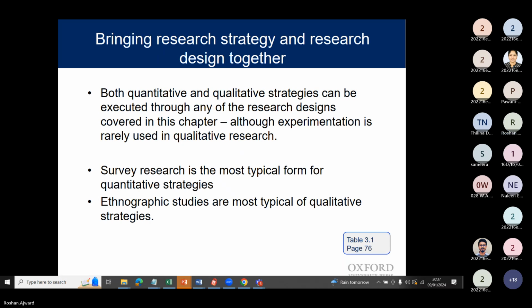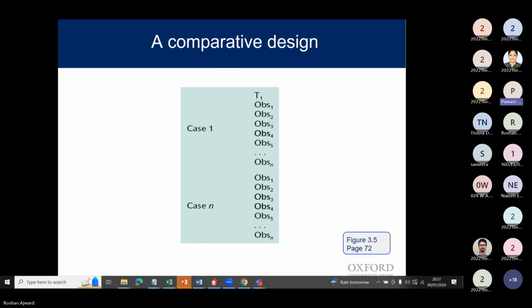Is that clear? Excuse me, sir. Yes, Puta. Sir, what can be the output of a comparative design? In the sense, what are we going to expect by comparing?